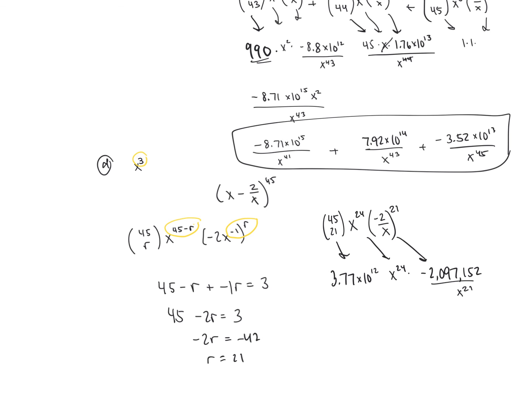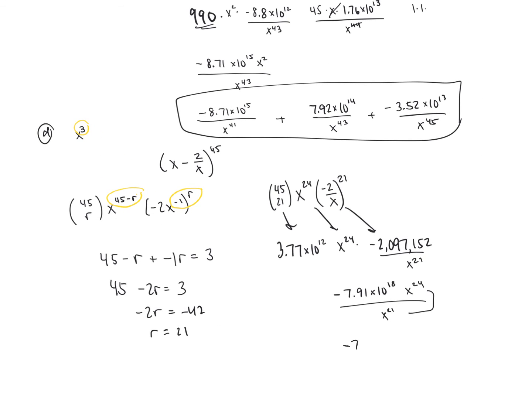So I'm going to multiply these numbers and I get negative 7.91 times 10 to the 18, x to the 24th over x to the 21. I subtract the exponents: x to the 3rd. So there we go.